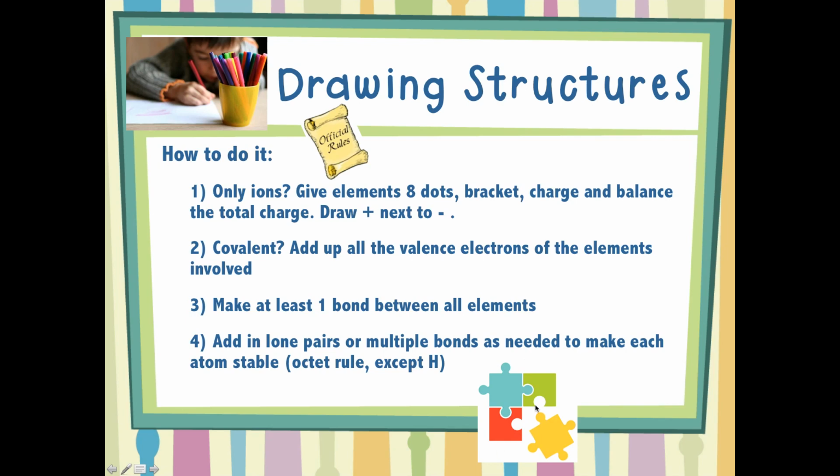And really think of it like a puzzle. So you've got your pieces. What are the elements? How many valence electrons? How many bonds? And then you kind of just move stuff around until you get the stable picture of that molecule. All right, let's try some examples to see if this is making sense.